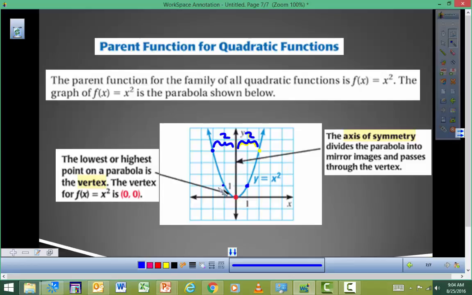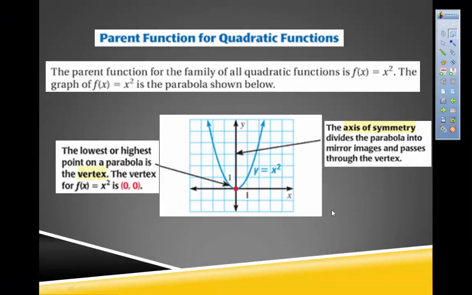So on parabolas, there are certain things we want to know. We want to know where the vertex is. We want to know the equation of that axis of symmetry. And then we want to plot a couple of points. All we really need to do is plot one side, because we can get the other side by using the mirror image idea. Does that sort of make sense? So those are some basics about parabolas.